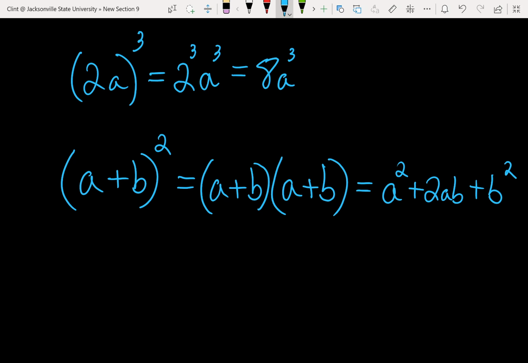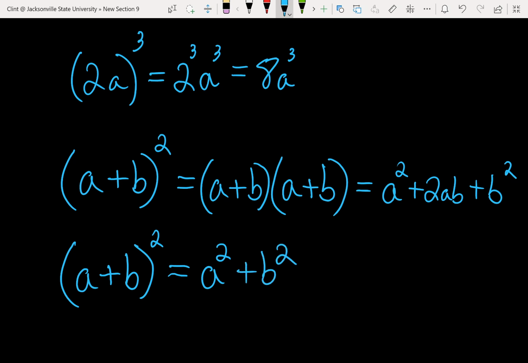AB and BA, and combine those. Common mistake. What do you think people accidentally do? They say it's A squared plus B squared. It's the middle term.